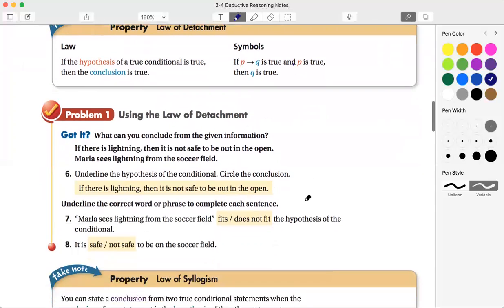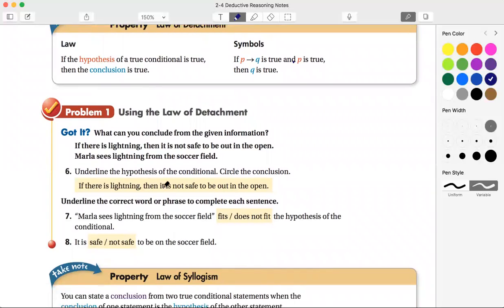So first step, we underline the hypothesis of the conditional and circle the conclusion. If there is lightning, then it is not safe to be out in the open. So the hypothesis, there is lightning. The conclusion, it is not safe to be out in the open. Underline the correct word or phrase to complete each sentence. So Marla sees lightning from the soccer field. Okay, fits the hypothesis of the conditional. So she saw lightning. Therefore, we can conclude it is not safe to be out there on the soccer field. Okay, so this is a law of detachment type of problem.